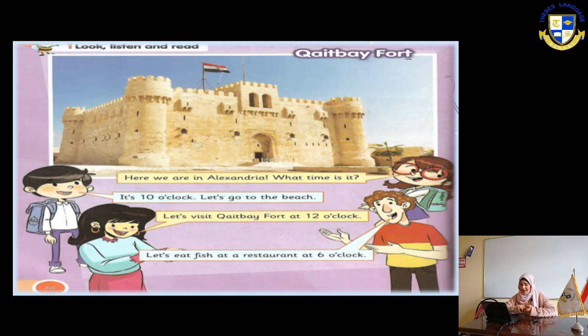Here we have Hannah, their mom and their dad. Now, here we are in Alexandria. What is the time? She's asking about the time. Hani will say it's 10 o'clock. Let's go to the beach. It's a sudden idea. Let's go to the beach.